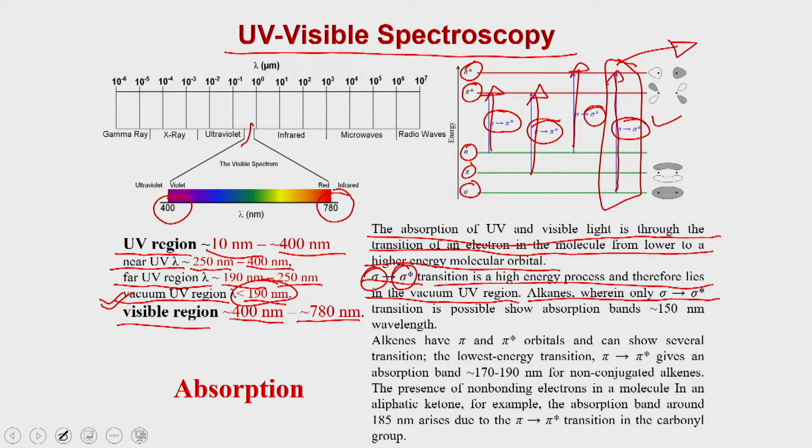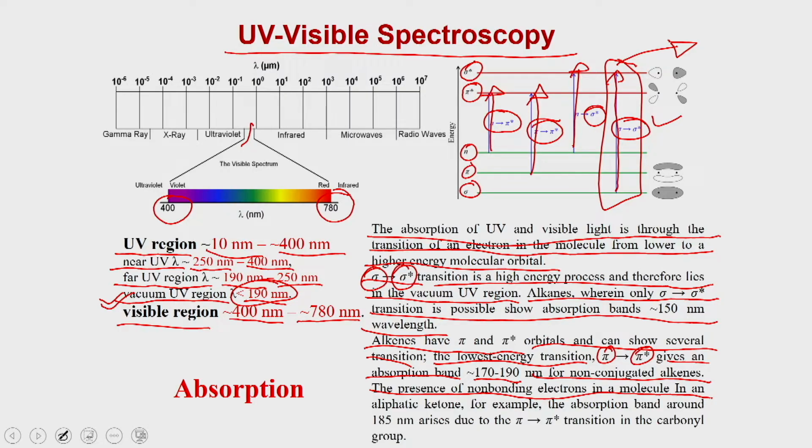Alkanes, wherein only sigma to sigma star electron transition is possible, show an absorption band around 150 nanometer, whereas alkenes have pi and pi star orbitals and can show several transitions. The lowest energy transition, which is from pi to pi star, gives an absorption band around 170 to 190 nanometer for a non-conjugated alkene. In an aliphatic ketone, for example, the absorption band around 185 nanometer arises due to the pi to pi star transition in the carbonyl group.